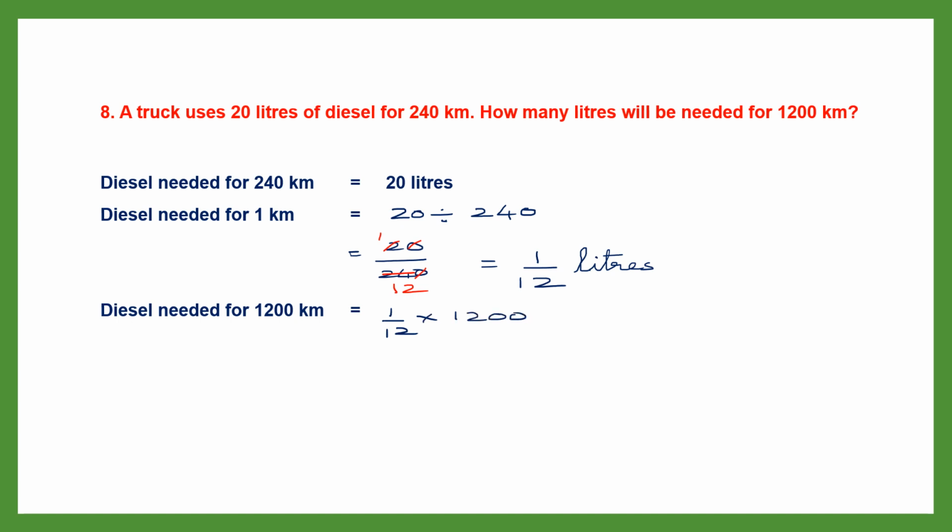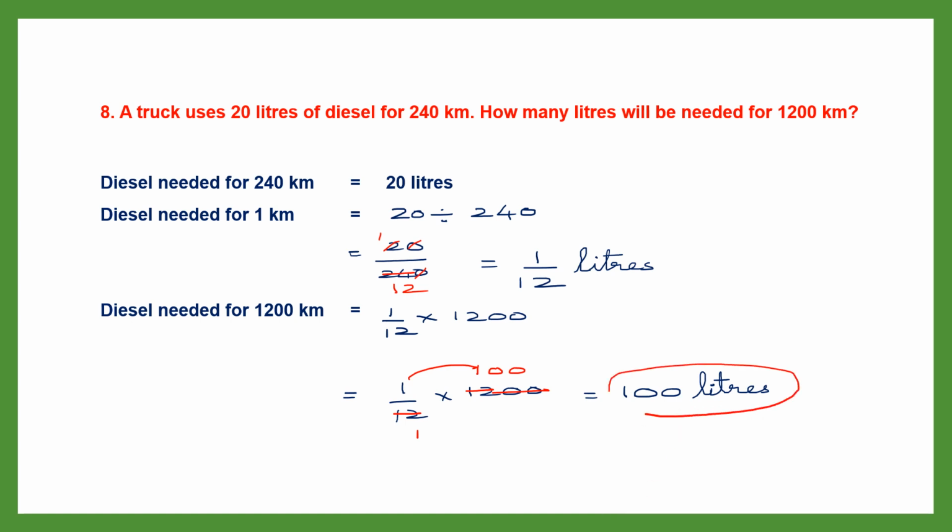So let's do that multiplication here clearly. So 1 by 12 into 1200. Here you can see that we can cancel 12 and 1200, isn't it? Now 12 ones are 12. Here also 12 ones are 12. Then we have two zeros, 1, 2. So we've cancelled. Now multiply the numerators. 1 into 100 is 100. So diesel needed for 1200 kilometers is 100 liters. So we need 100 liters if you have to go on for a distance of 1200 kilometers. So the answer is 100 liters.